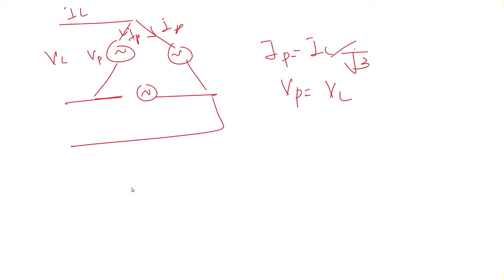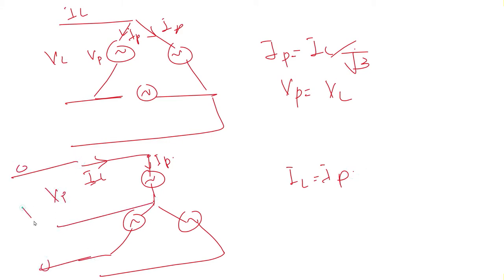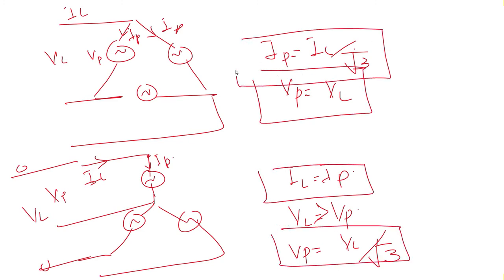Similarly, if we write something like this, IL is equal to IP, and this is VP and this is VL. So VL is greater than VP and VP is equal to VL divided by root 3. So this was the summary of the previous slide. I hope you have gotten it.